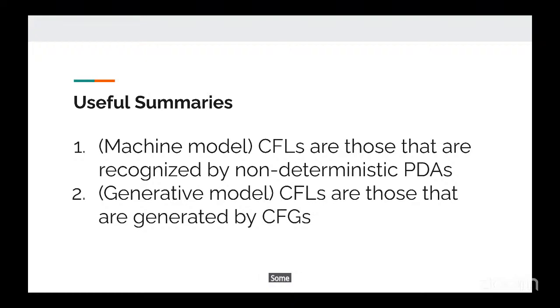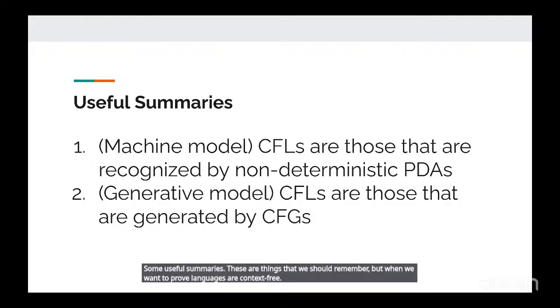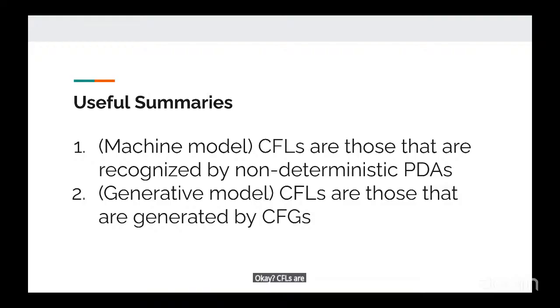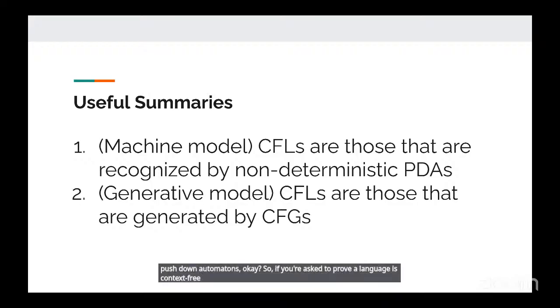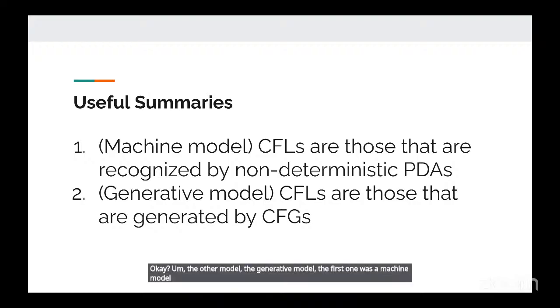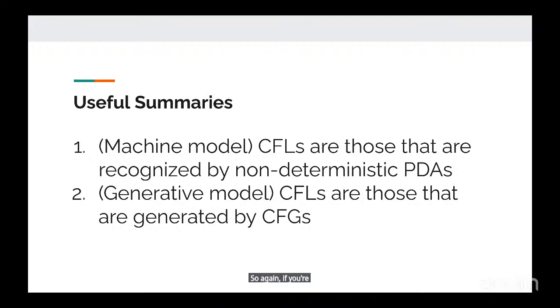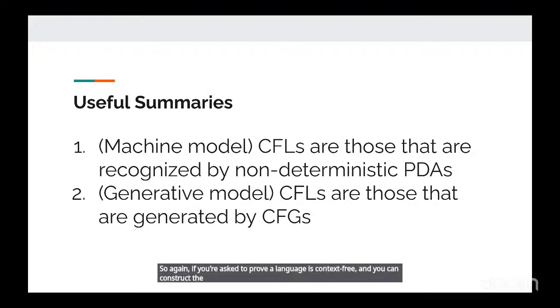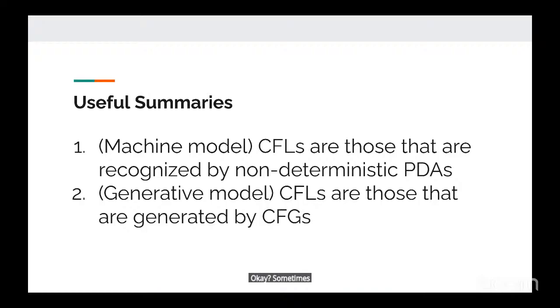Some useful summaries. These are things that we should remember when we want to prove languages are context-free. CFLs are those that are recognized by non-deterministic PDAs, pushdown automata. So if you're asked to prove a language is context-free and you can construct a PDA, you've proven it's context-free. The other model, the generative model, is that CFLs are those that are generated by context-free grammars. So again, if you can construct the grammar, you've proven it's context-free. Sometimes arguing about them can be a bit tricky.